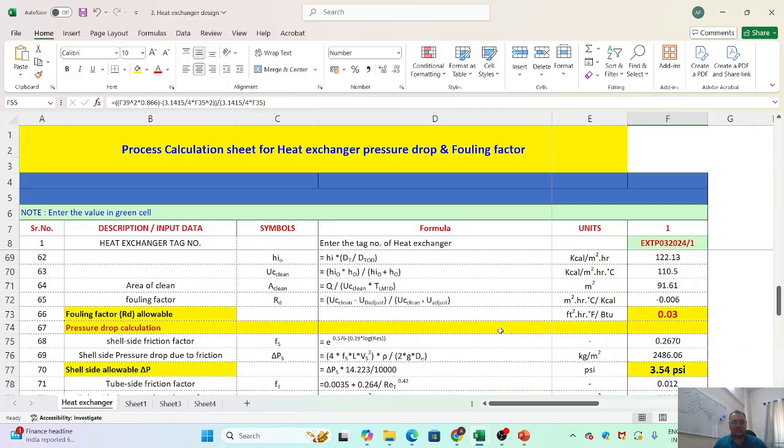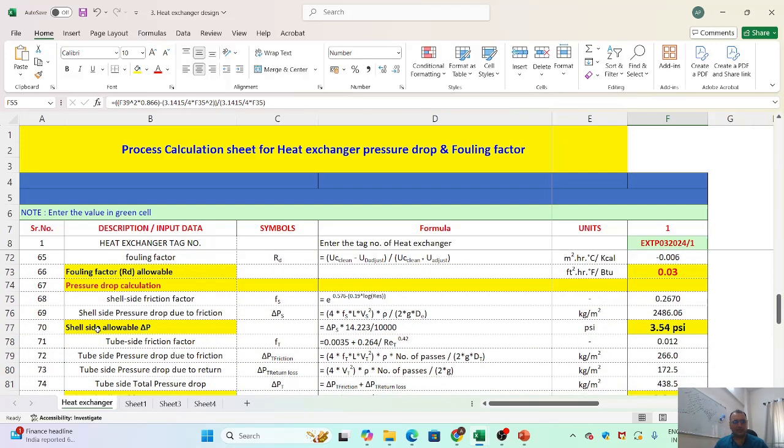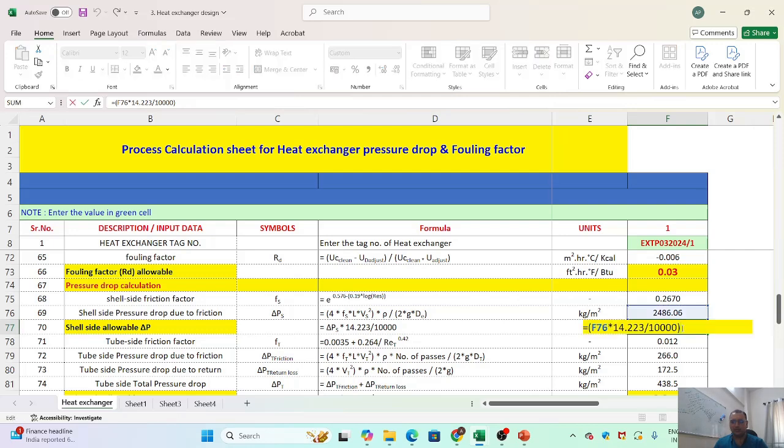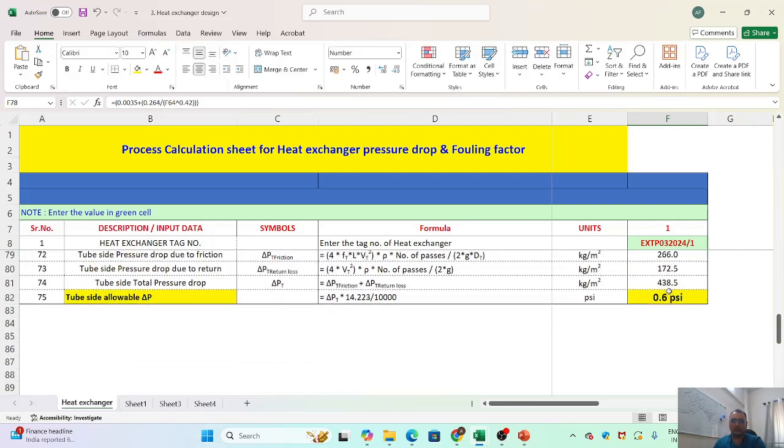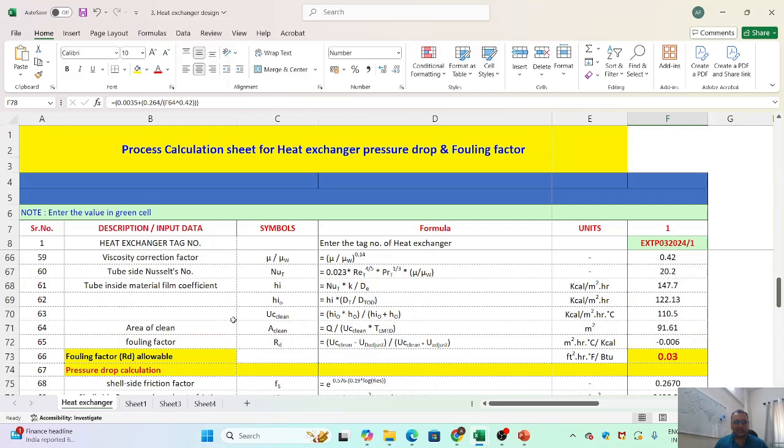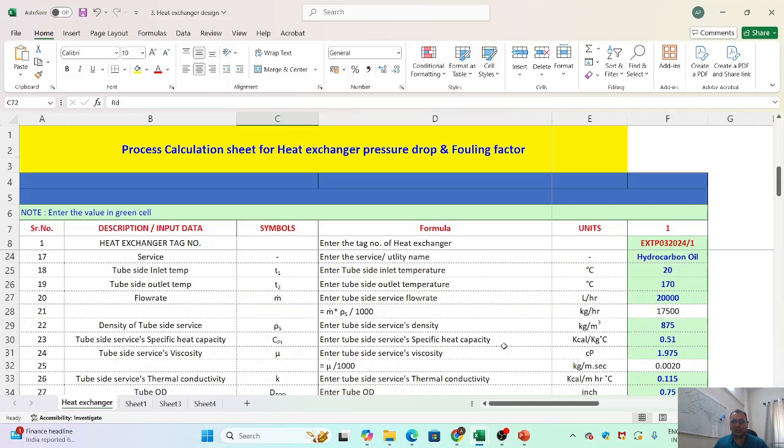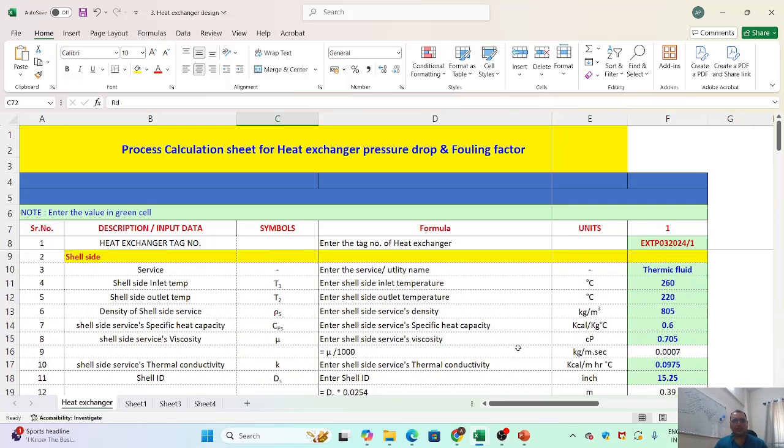And similarly, you can see this sheet easily calculates shell side allowable delta P and tube side allowable delta P, and also the area required. So area of cleaning, then fouling factor is calculated, and you can play with this sheet and cross-check your calculations. It is also good to use. Remember that this sheet is useful for the budgetary calculations of shell and tube heat exchanger, but it is always desirable to once again repeat these calculations and check it in a standard software.